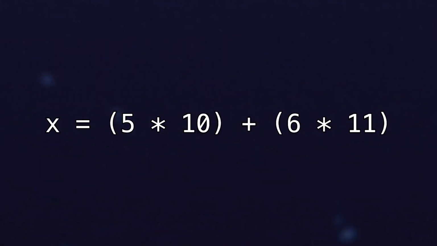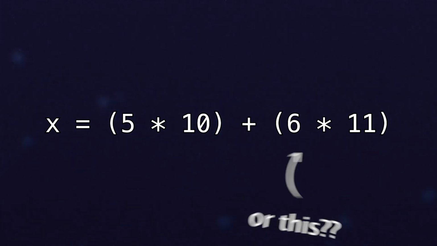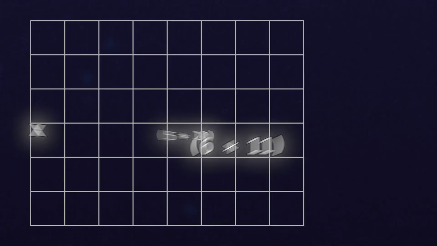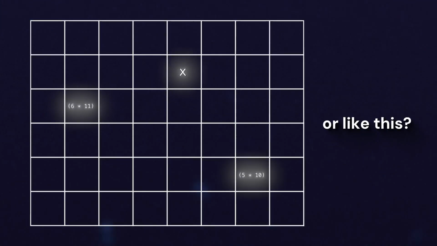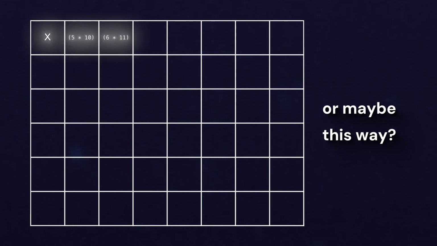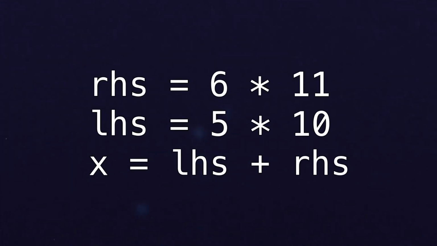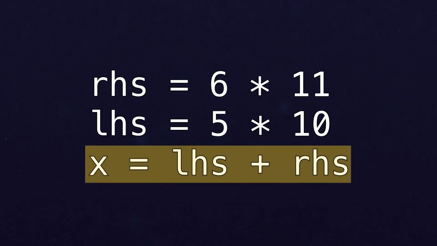Take a look at this equation. X equals 5 times 10 plus 6 times 11. The equation doesn't tell us in which order we need to carry out each computation on our hardware. And it also doesn't tell us exactly where we should store each value in the memory on our computer. We could write the code this way, or we could swap the ordering around like this, and we'd get the same result either way.